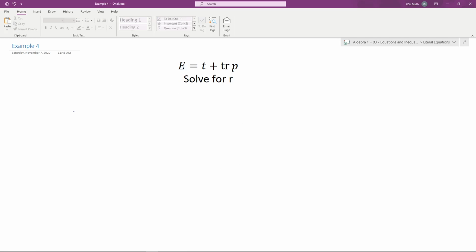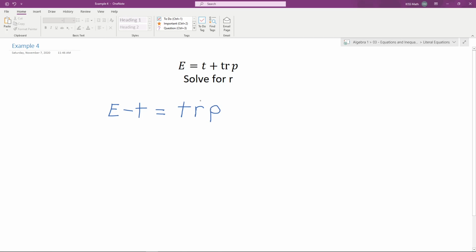Alright, here's another example. We have an equation, it says solve for R. So there are no numbers in this one, which is fine. So I don't care about any other of these letters except R. I'm going to try and isolate R. Everything else needs to go on the other side. So here we have the T that needs to move to the left. So I'll have E minus T equals TRP.